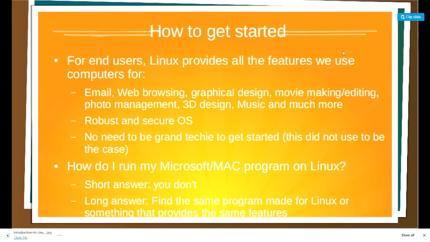Now, how to get started? For end users, Linux provides all the features we use: computer forums, email, web browsing, graphical design, movie making and editing, photo management, 3D design, music, and much more. It's a robust and secure OS. No need to be a grand tech kit to get started. This did not used to be the case. How do I run my Microsoft or Mac program on Linux? Short answer, you don't. Long answer, find a way. Find the same program made for Linux or something that provides the same features.